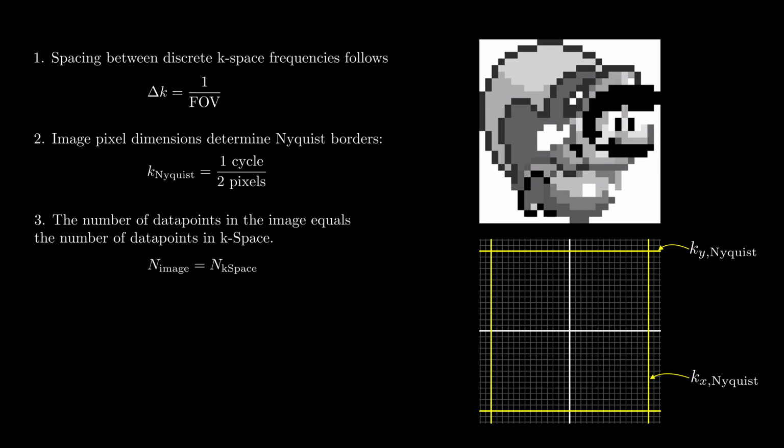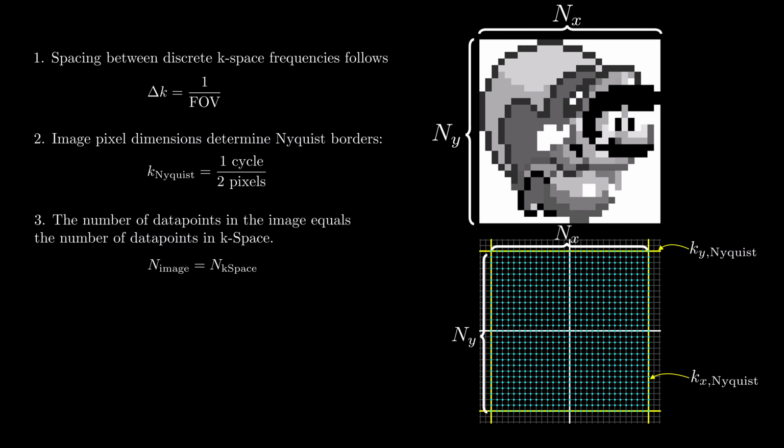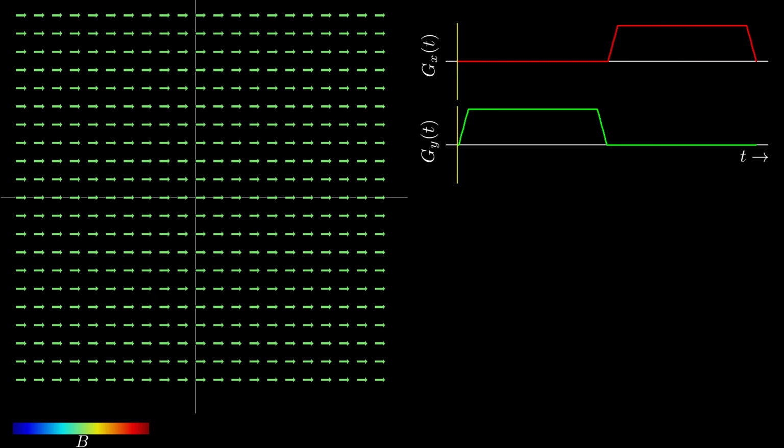Finally, the 2 grids of data will have the exact same number of data points in x/kx and y/ky. And note that if you have any 2 of these rules, the third follows. Okay, let's get back to our spins and see if we can figure out how gradients and K-space are connected.